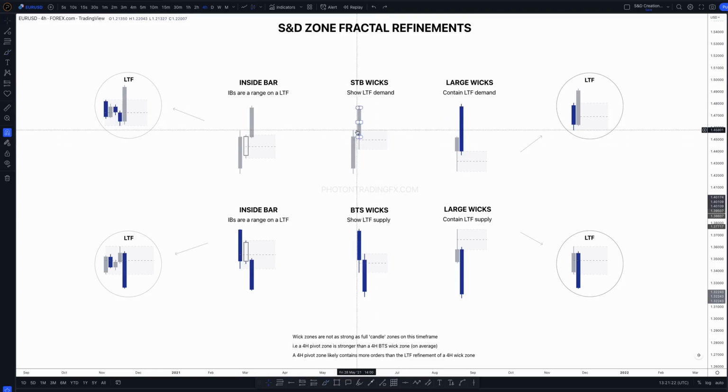Sell to buy wicks. This is where it gets a bit more interesting in terms of true fractal zones, whereby if you just see two bullish candles, a lot of people won't realize that there's actually valid supply in the middle of that. And the reason why is if you think about how the candles are formed, okay?